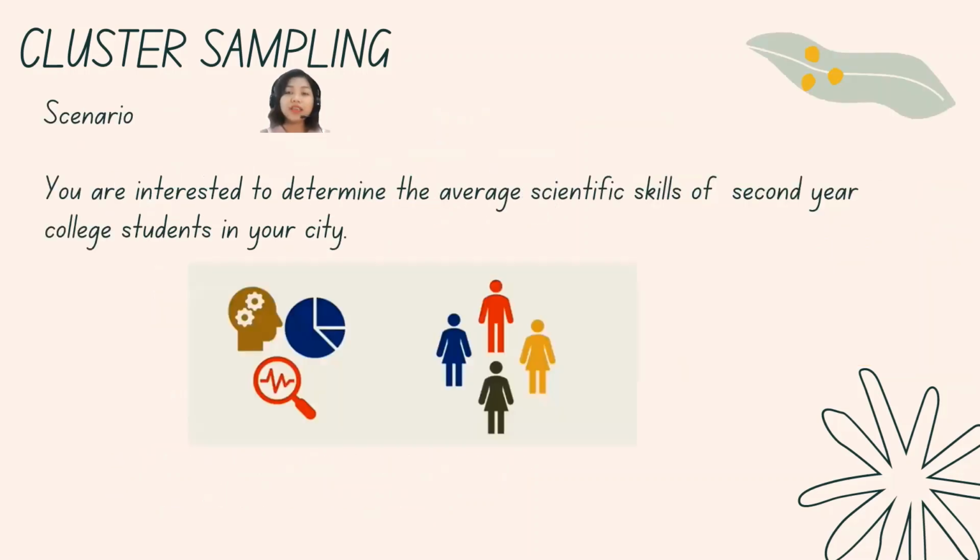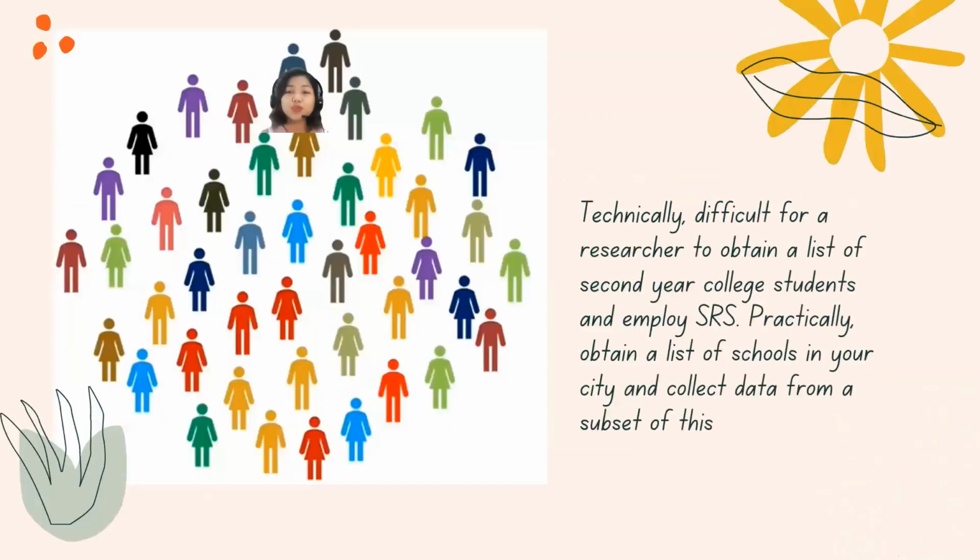So kunwari po, here's our scenario. You are interested to determine the average scientific skills of second-year college students in your city. Alam natin na ang dami-daming second-year college students. Technically, it's difficult for a researcher to obtain a list of second-year college students and employ SRS. So kunwari, ito yung buong college students ng second year. So practically, obtain a list of schools. Yun yung una mong gagawin in your city, and collect data from a subset of this.